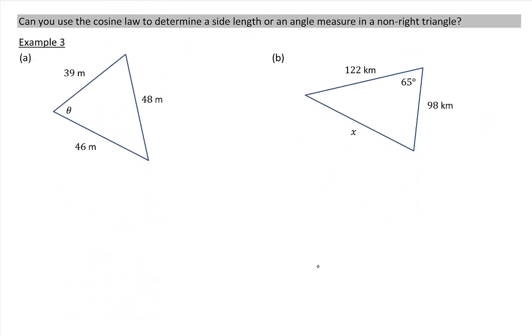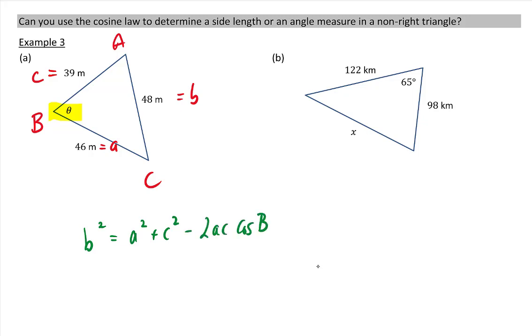All right, last formula we used was the cosine law. And so can you use the cosine law to determine a side length or an angle measure in a non-right triangle? So step one, let's label our diagram A, B, and C. When using the cosine law, look for the angle of focus. In this case, it's angle B. So that means I'm going to use the version of the cosine law that has angle B in the equation. So let's set that up. So that's B squared equals A squared plus C squared minus 2AC cosine of angle B.